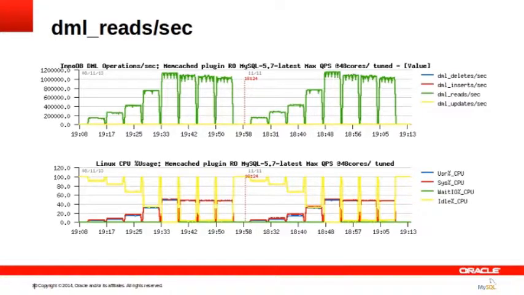Yeah? DML reads per second. You can see these are the peaks. So for 48 cores, you can achieve these things. Right. This means delete, insert, we have presented all those things. You can see it in the DML reads.